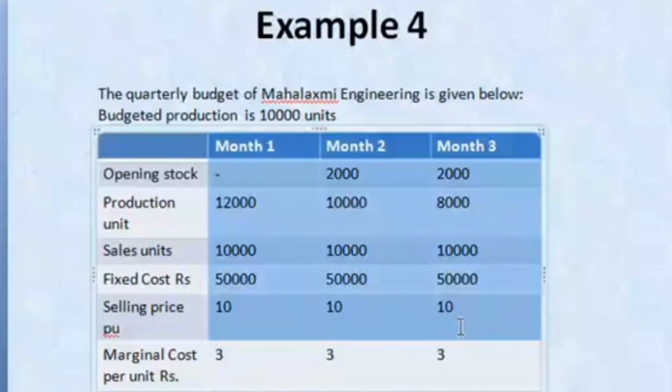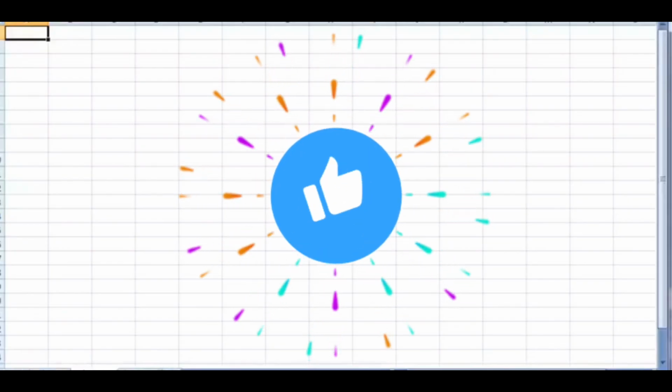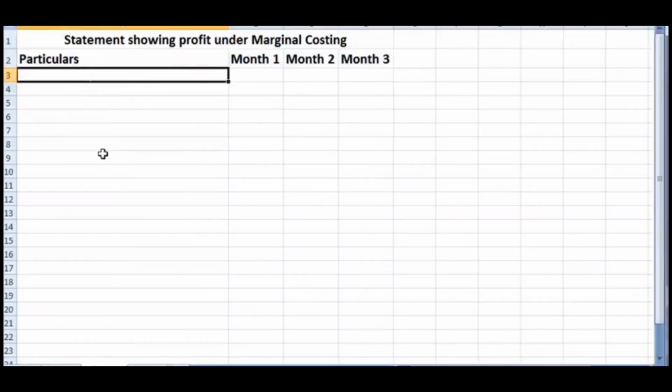We have to make two statements: statement under marginal costing system and statement under absorption costing system. First of all, what do we write? Sales.